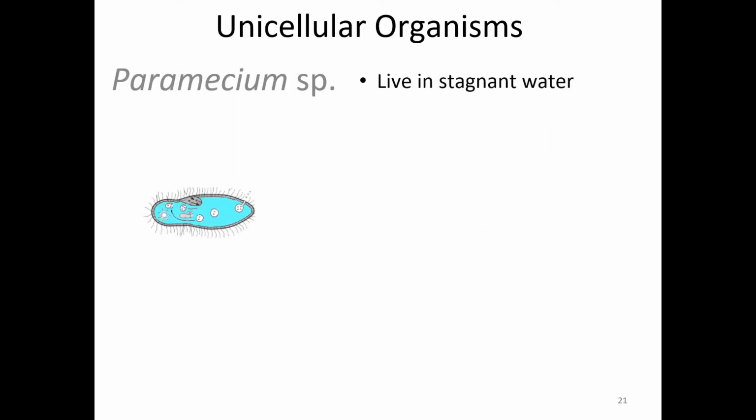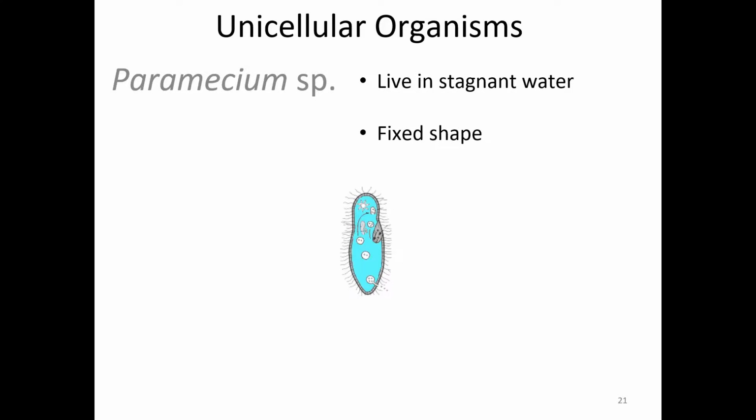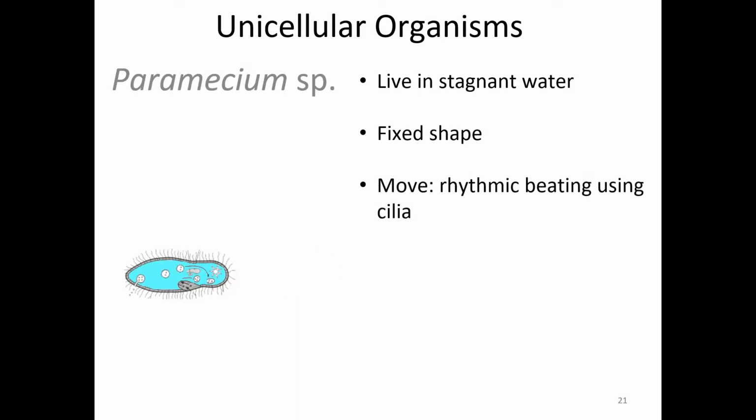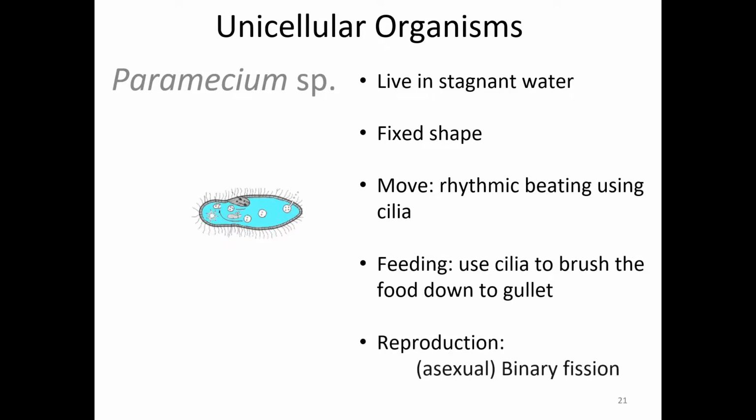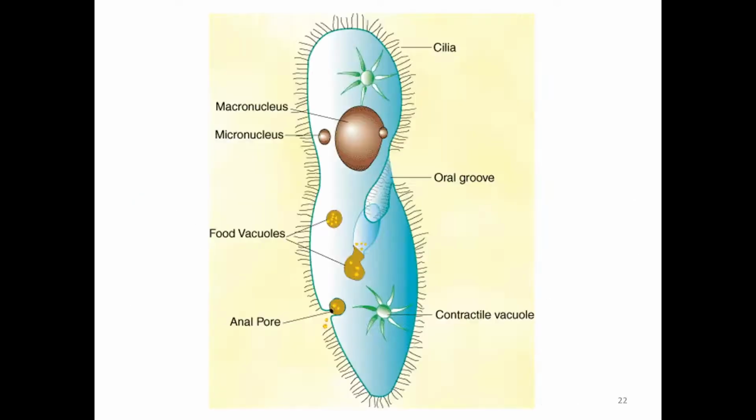Paramecium is a unicellular organism. It lives in stagnant water and its shape is fixed. It moves by rhythmic beating using cilia. It uses cilia to brush the food down to the gullet. It reproduces asexually through binary fission, and sexually via conjugation.